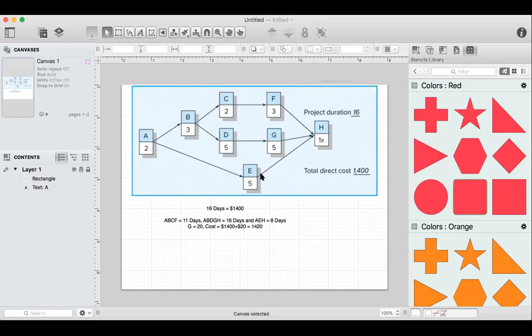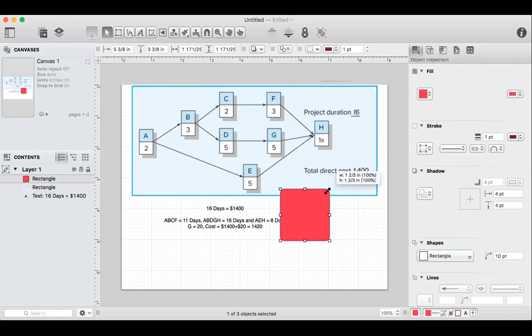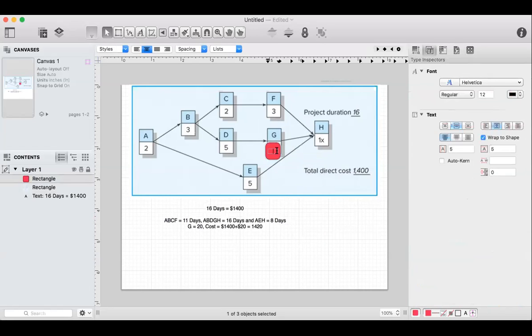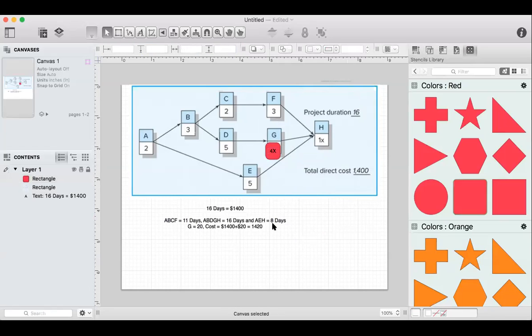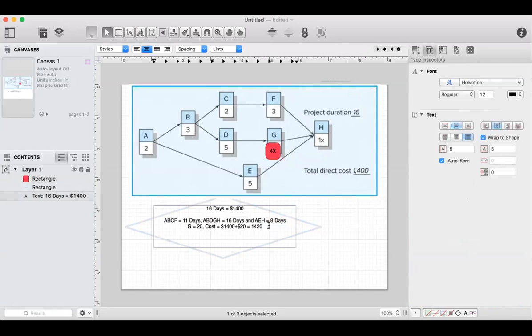Reduce G by 1. Okay, I reduce G by 1. How many times can I crash G? Just one time. So what do I need to change? What do I put instead of here? What do I put for X? I would put 4x, perfect. And then what do I do next?